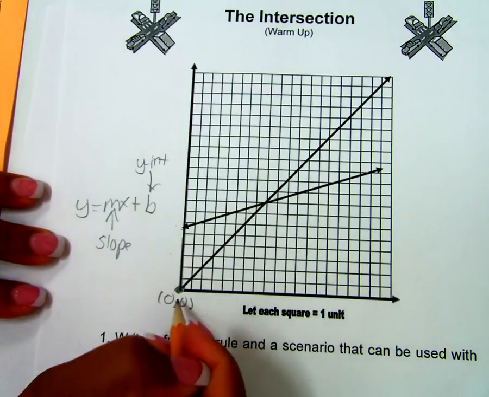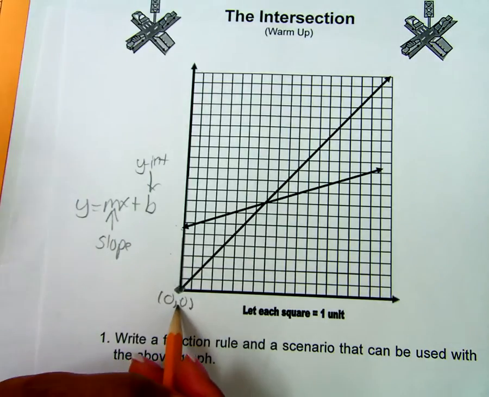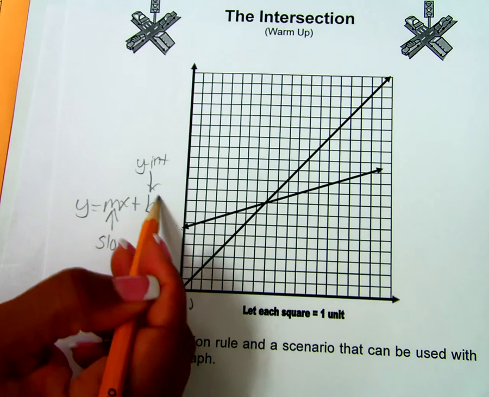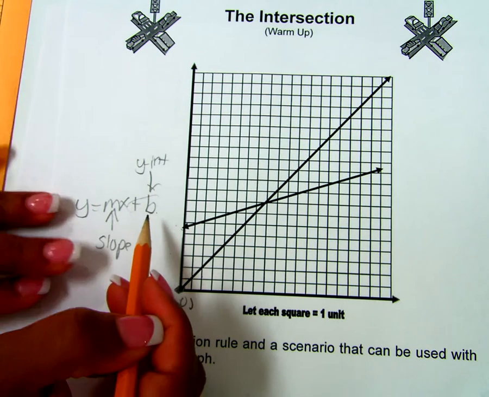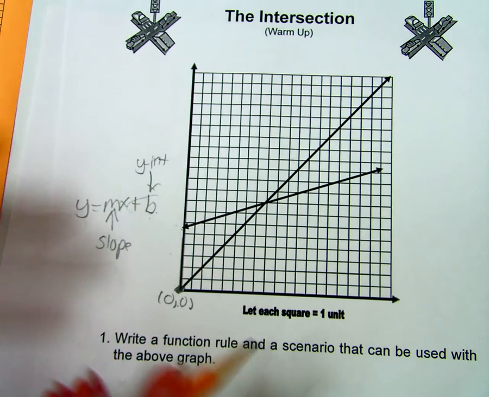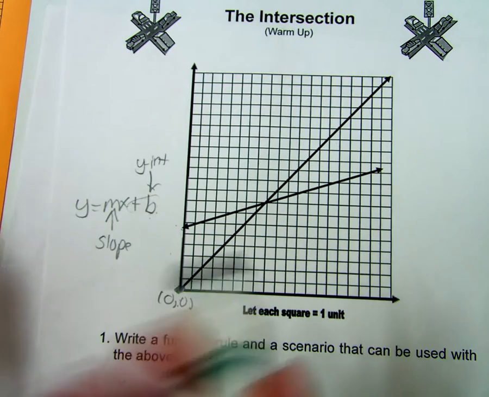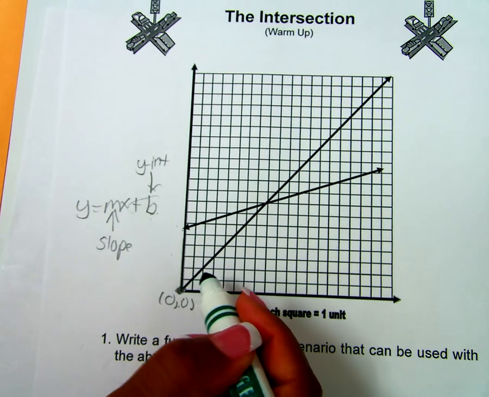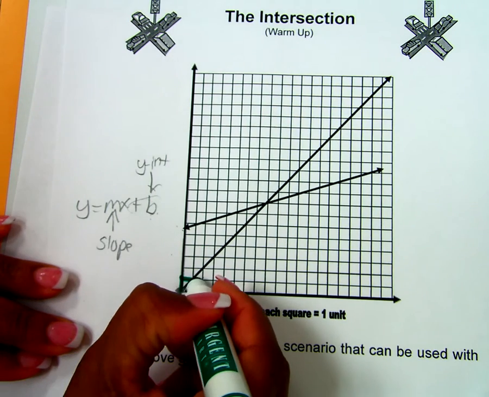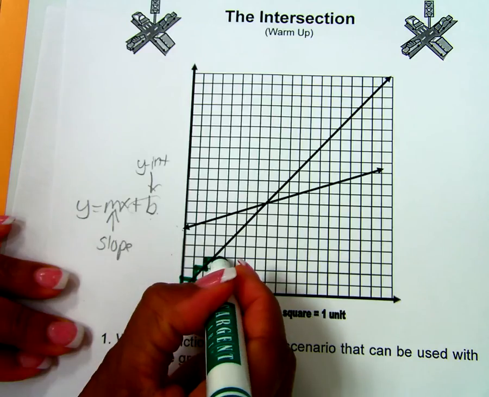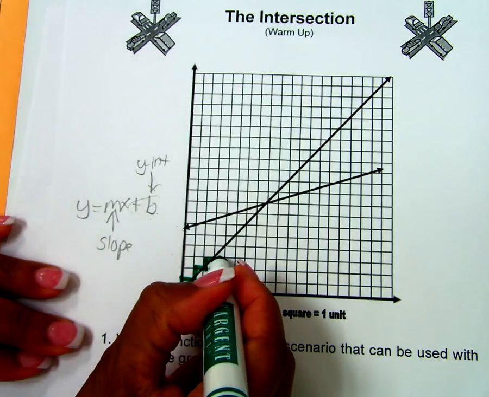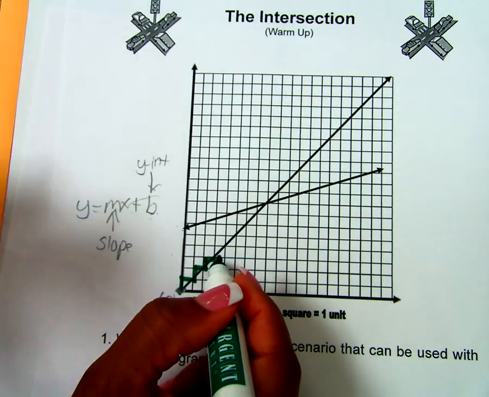So I know my y-intercept is just 0, so I'm going to have nothing in this position. However, I need to know the slope, and to know the slope, all I do is rise over run. You told me that yesterday. So I'm going to go up 1, up 1, up 1. What's the slope? 1. y equals x.